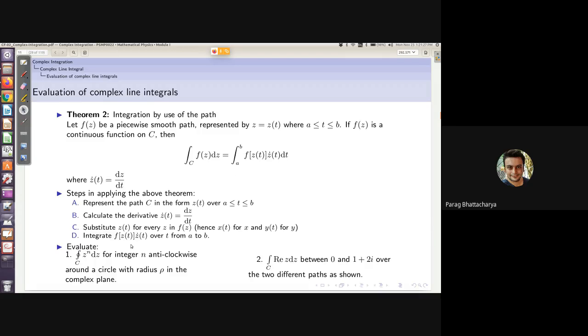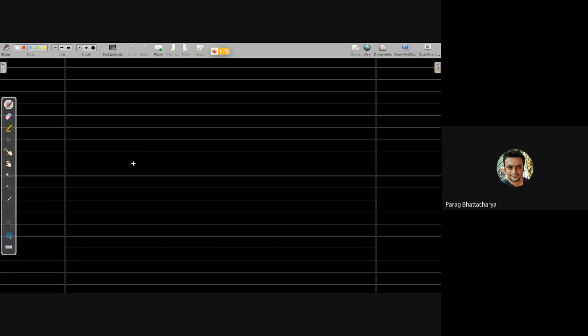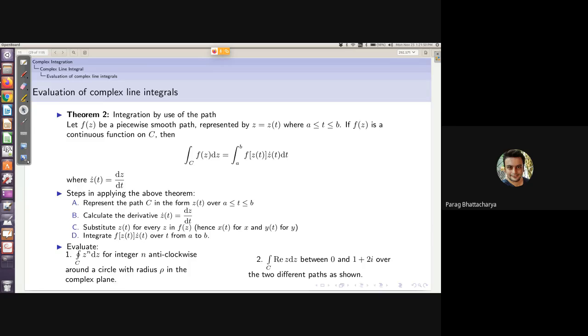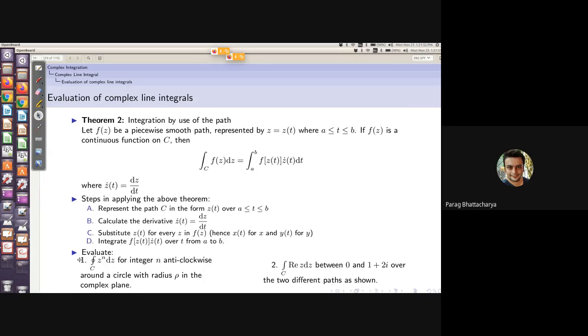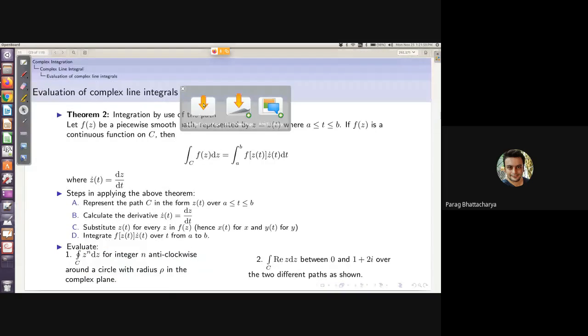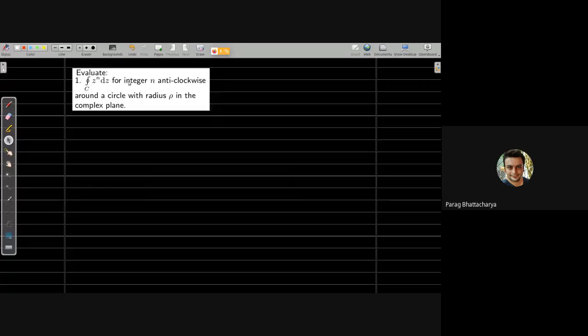So let's do the first problem. Evaluate z to the power n over a path. The path is a circle of radius rho in an anti-clockwise direction, and n here is an integer. Let me grab the text of this problem. Okay, so this is the problem that we'd like to solve.